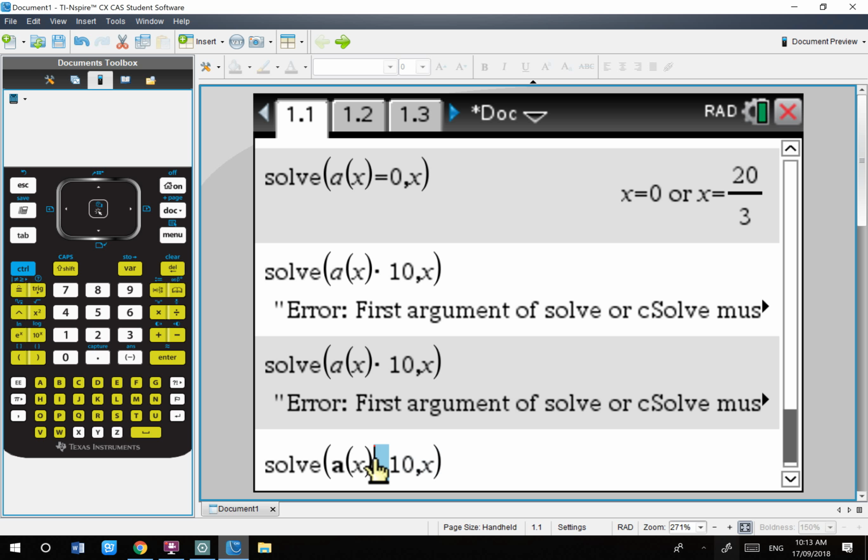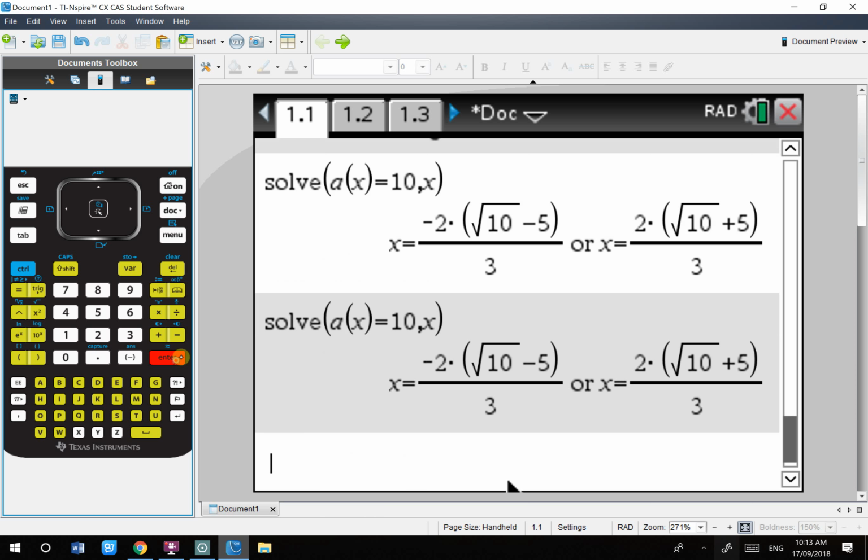That equals to 10. Can you see I solve a(x), menu 3 to solve, and a(x) equals to 10 comma x. That's my 2 x values. The y value is 10 because it intersects with y equals to 10. So I can just copy this down.